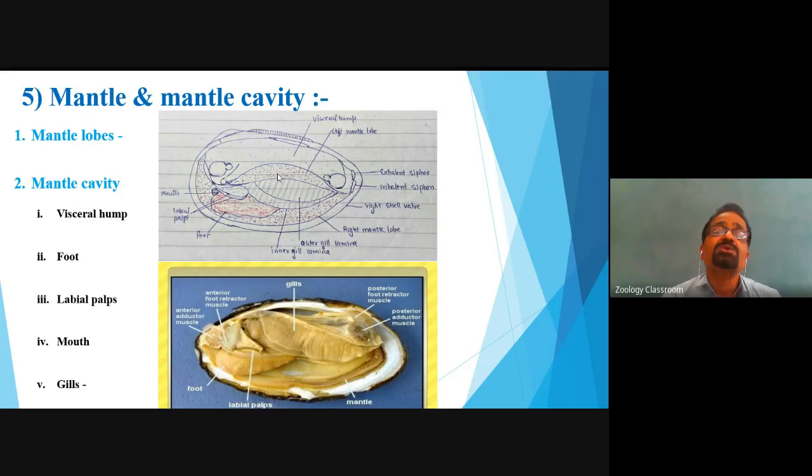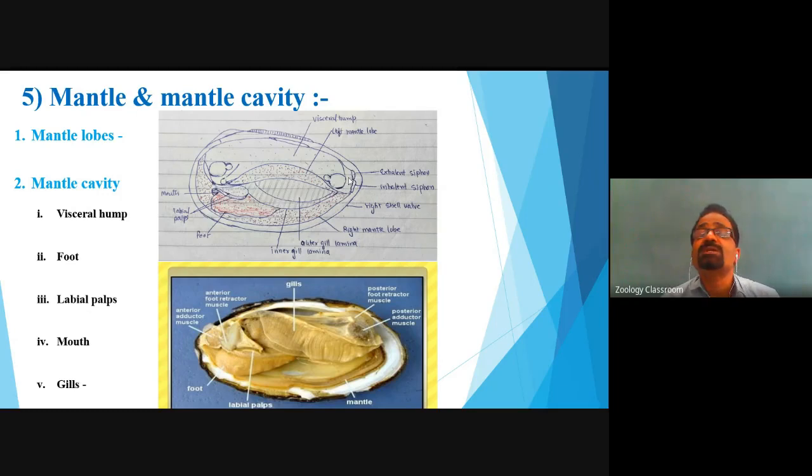internal organs. So what organs are visualized here after lifting up the mantle lobe? This is the foot, which is already withdrawn in. Labial palps, which are also referred to as the lips of the bivalve, surround the mouth. This is the location of the mouth, and the gills. See, these are the gills. Outer gill lamina, which is smaller, and this is the inner gill lamina, which is larger. Okay. So this is the structure.